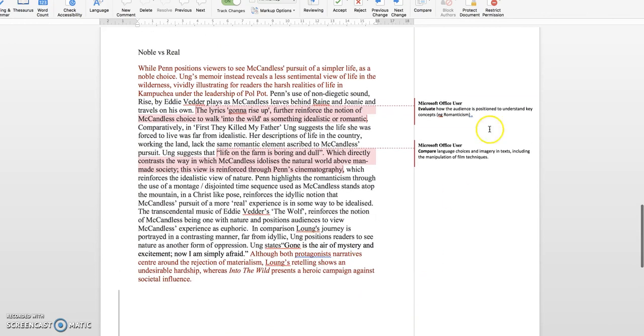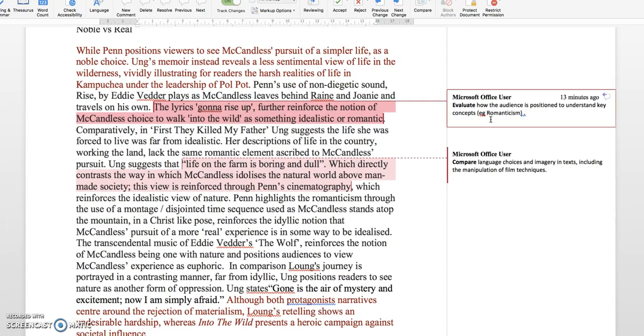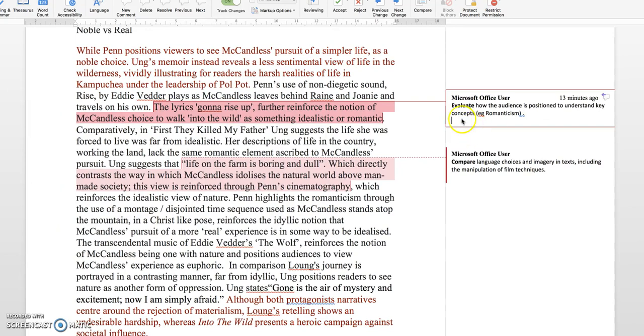So I'm just going to flick here. Alright, evaluate. So I've just clicked on it. So hopefully you can see here that when I click on my track change here, okay, and I might just zoom it in a bit so you can see it on your screen, it obviously becomes a stronger red here. Alright, so evaluate how the audience is positioned to understand key concepts, for example, romanticism.